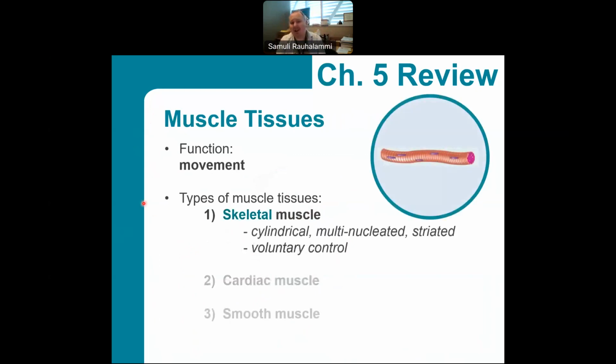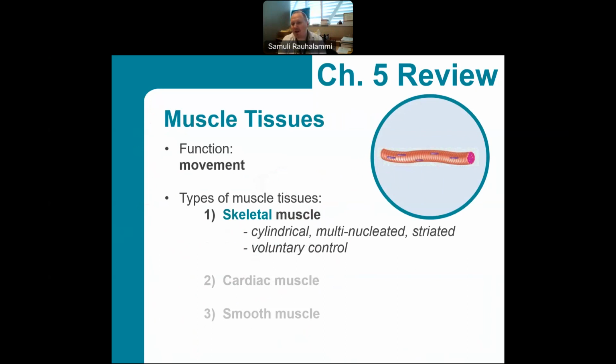And let's have a look at the histology of each of these muscle types. Skeletal muscle cells are characterized by being cylindrical in shape. They have multiple nuclei and they have stripes, which are known as striations. Typically, we see that these nuclei are at the edge of the cylinder-shaped cell. Skeletal muscles are under voluntary control, so you can choose to do movements, and then they respond to those commands that you're sending to them.